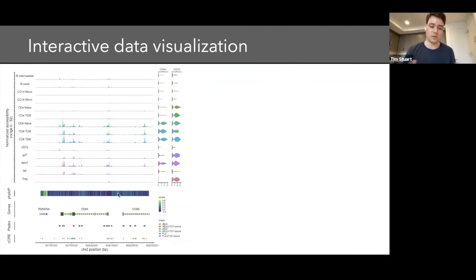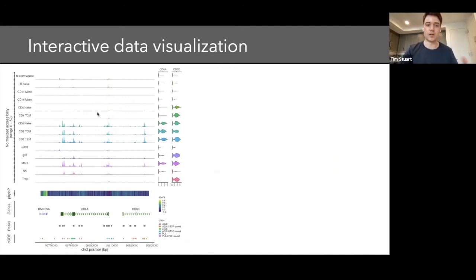Okay, so now that we've reduced the dimensionality of our data set and annotated cell types, a really common goal is then to dive in and explore the data. We've spent a lot of time in Signac building in these really rich visualization methods. Shown here is the CD8A locus, where on the top we're looking at the DNA accessibility tracks that we've generated from the single cell data.